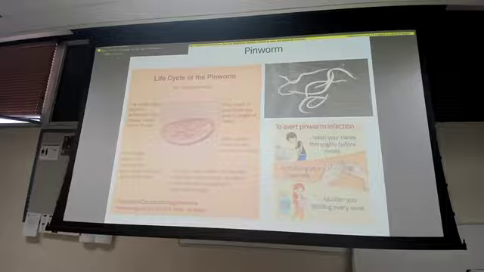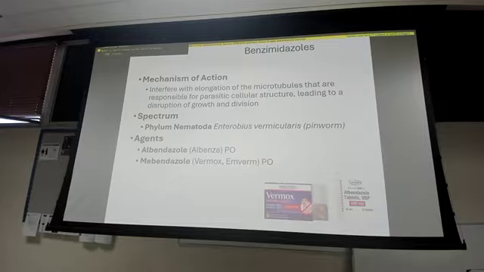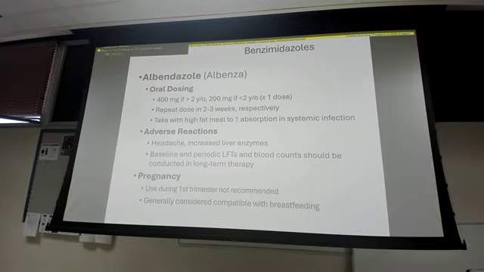So for your drug class for the pinworm, it's going to be your benzimidazole. Their mechanism of action is interfering with the elongation of the microtubules, which is what the pinworms are made up of. That's their cellular structure. So disrupting that will inhibit their growth and replication. The two drugs we have for this class are albendazole and mebendazole, but it doesn't look like we could go into mebendazole. They're very similar, I'll tell you.